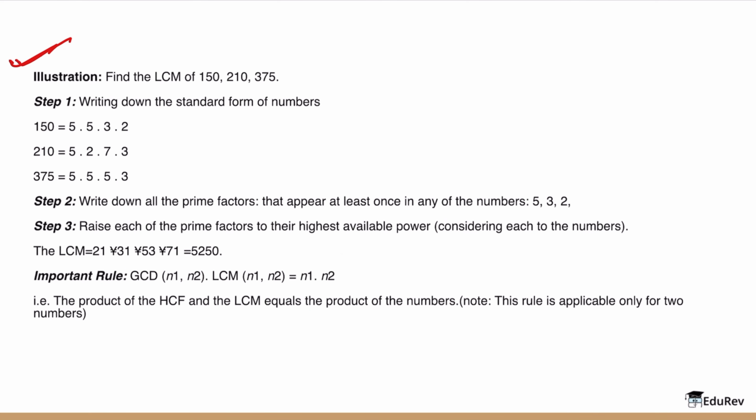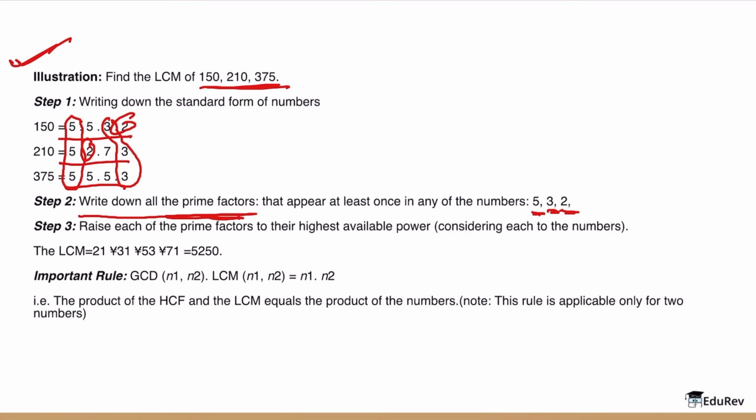So how are we supposed to find the LCM? It's simple. Suppose these are the three numbers and I need to find the LCM of these three numbers. What I'm supposed to do is write them down in standard form. Then I will take all the prime factors which are appearing, like for example 5, 5, 5 are appearing. Write down all the prime factors that appear at least once in any of the three. So 5 is appearing, then 3 is appearing, then 2 is also appearing. Correct. So this is basically what is happening here.